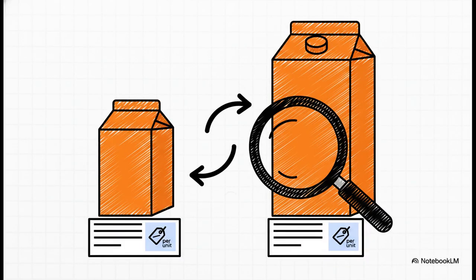Now here's a feature that might seem small, but it's huge for your customers. It's called price by volume, or PBV. The whole point of this is to help people compare value.